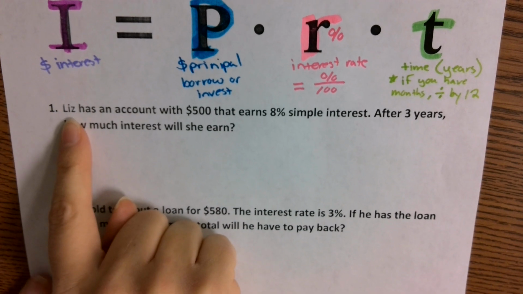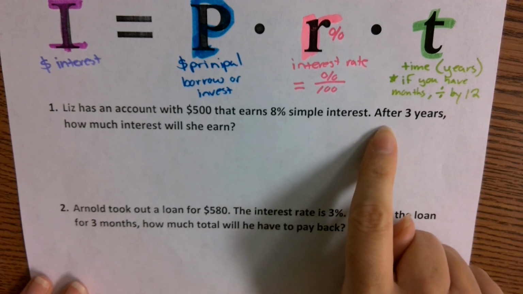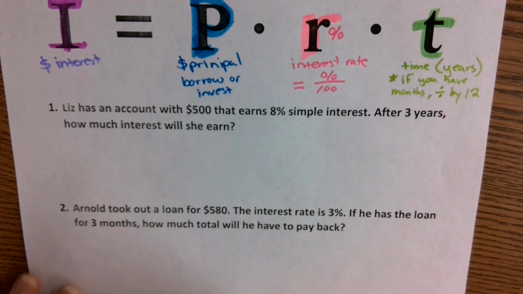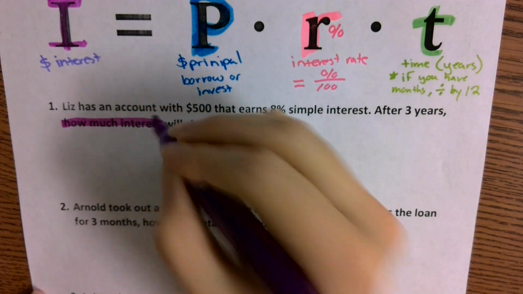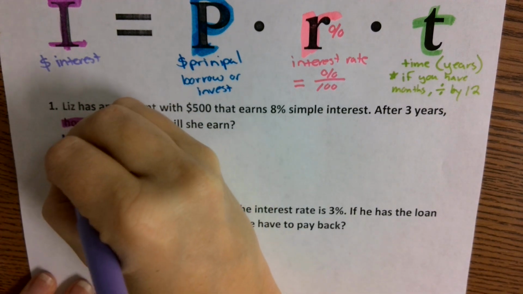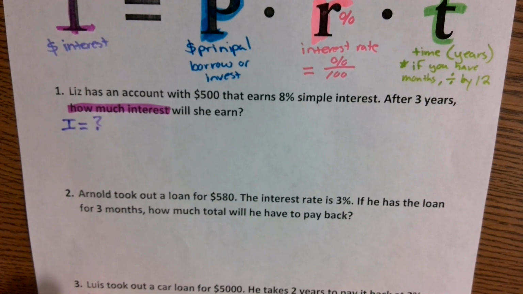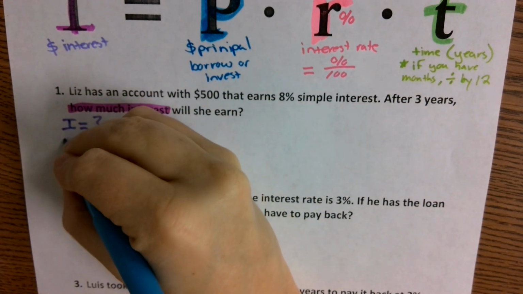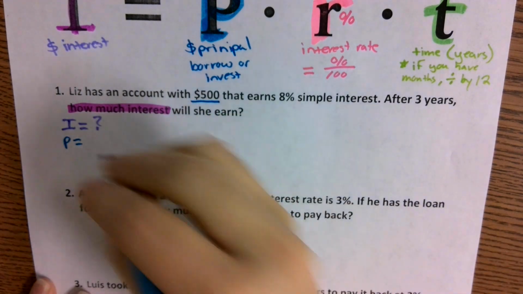In question number 1, Liz has an account for $500 that earns 8% simple interest. After 3 years, how much interest will she earn? The question is only asking for how much interest she is going to earn. I just want to know what the I value is going to equal. So obviously I is blank. We don't know what that is. The principal, P, is the $500 that she has in her account.